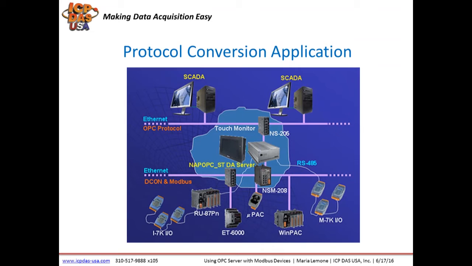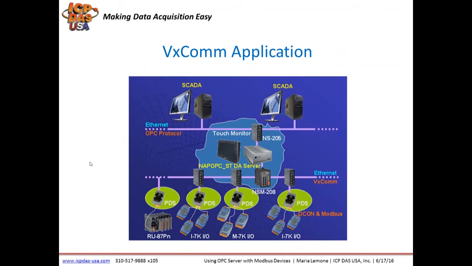The RS-232, RS-485, and Ethernet networks are commonly used system communication backbones. ICP-DAS's NS-205 and NS-208 are commonly used for industrial Ethernet communication and are used to connect Ethernet devices back to systems running NAPOPC Server over Ethernet.